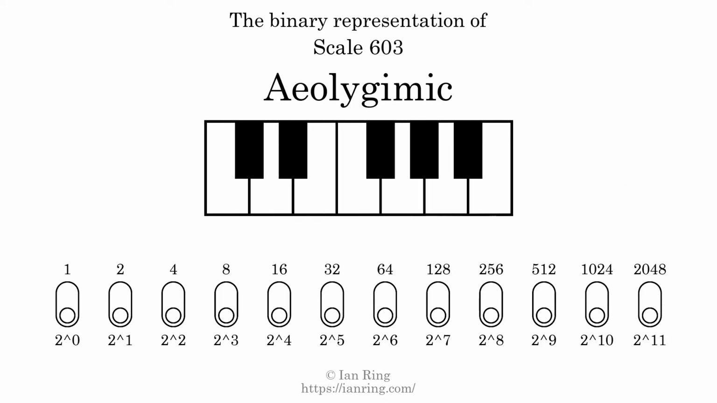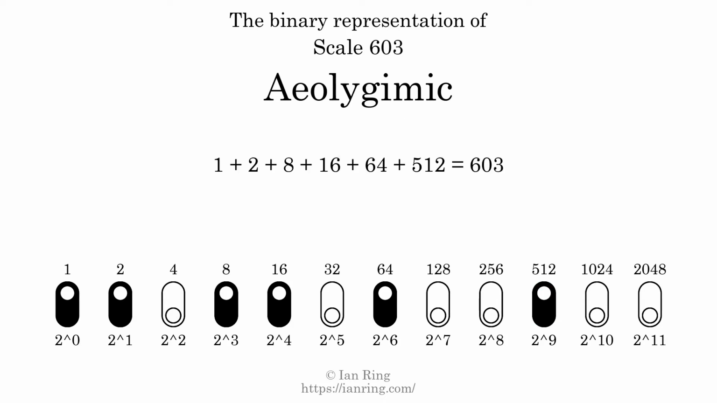The binary representation of this scale is determined by mapping tones of the scale to binary digits. Each binary digit represents a power of 2. To get the scale number, we add the powers of 2 together. The powers of 2 that are present in the scale, all added together, equals 603. That is why the scale number, in decimal, is 603.